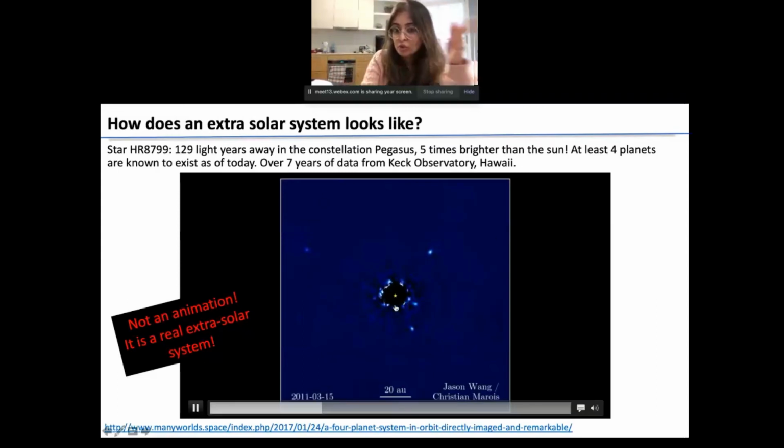So there may be more planets here. We don't know that. We have no way to image them because we need to block all of this evolution of the starlight in order to actually see these faint signals.